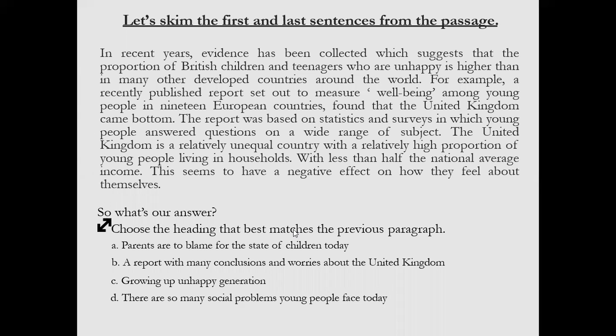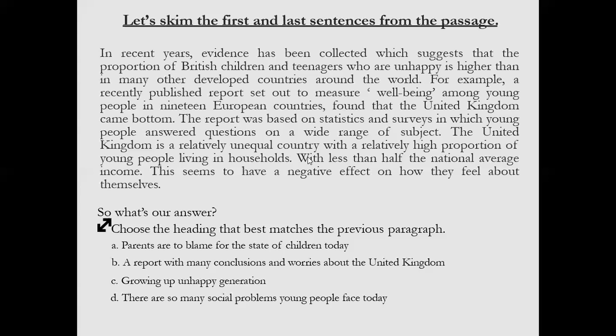Yeah, it may be worries about the United Kingdom. All right. Look at this option D: there are so many social problems young people face today. So you see that there are many. This is vague. This is unclear. So it can easily be deleted from the list. Okay, so option D is never possible.